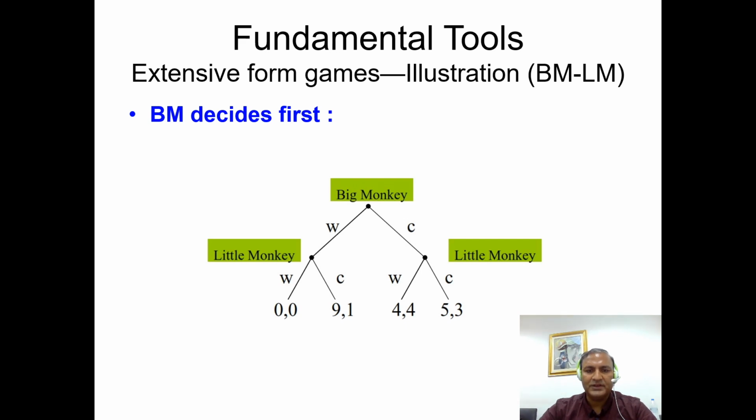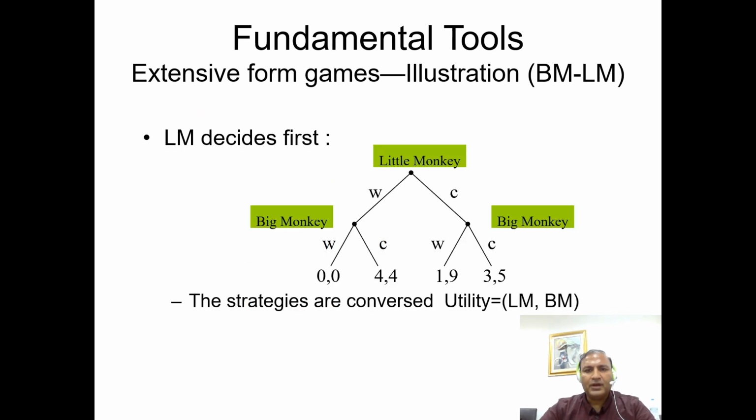So this is the representation of the dynamic game. But remember that in this game, the big monkey decides to move first. So we can also represent this game in another possibility where the little monkey decides to move first. So in this case, again, the little monkey has two actions available. One action is that he waits, and the other action is that he climbs up on the tree.